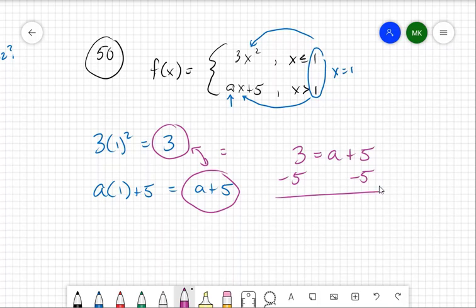And it's very simple solving from here. So basically just subtract 5, and a ends up equaling negative 2. So if a is negative 2 in this problem, then the function is continuous. If a is any other number, it's not continuous.